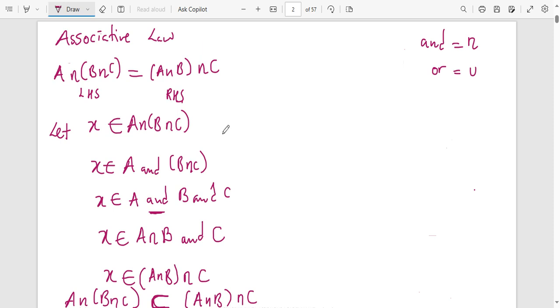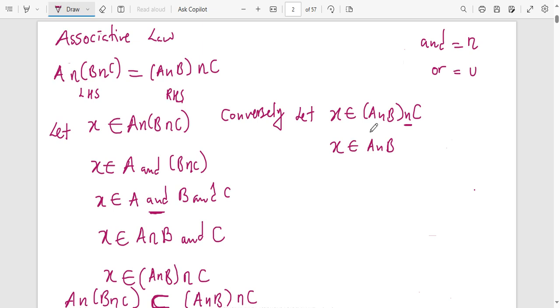Okay. Now, just like we have done, we are going to say conversely. This just means the same way. Now we are going to show that the right hand side is a subset of the left hand side. So we're going to say conversely, let X be a member of the right hand side. The right hand side is A intersection B intersection C. Okay. So this will mean that X is a member of A intersection B.